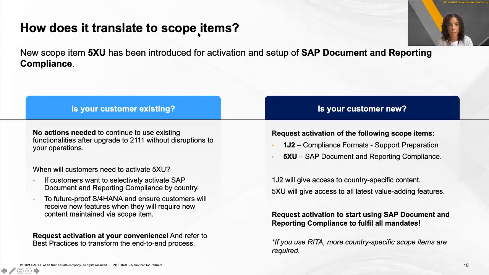The specific requirement will need to be looked into in the specific report. If the report requires the name of the customer to be submitted to the government, of course, we are pulling that information to be sent to the government. If it's not required, we don't pull in SAP Document and Reporting Compliance any unnecessary data.